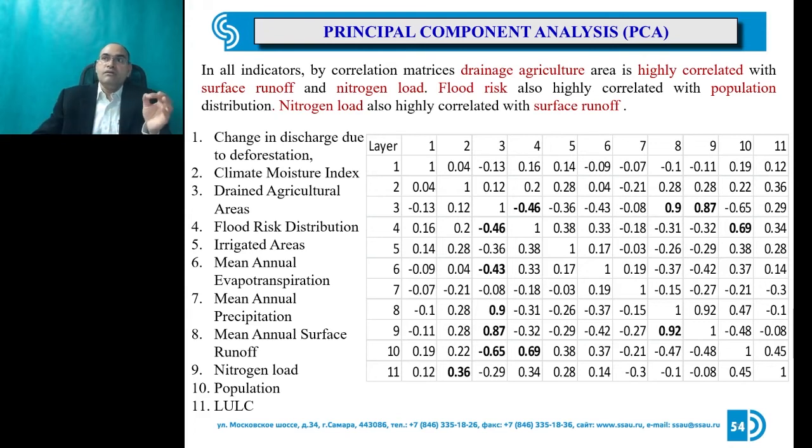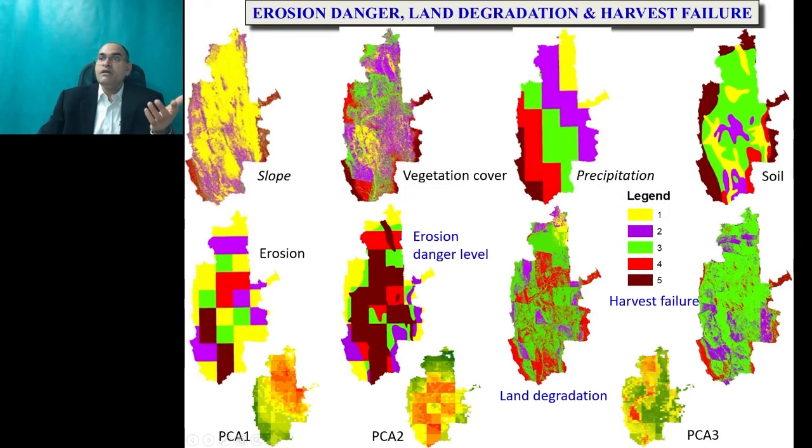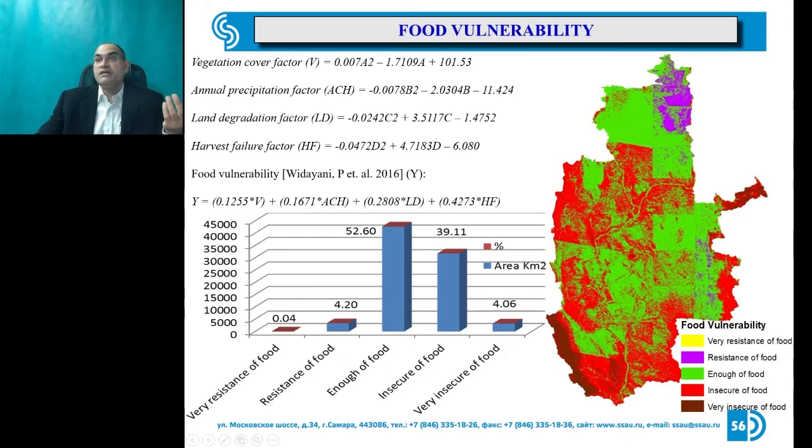I used around 11 parameters, and with the help of PCA I established the relationship between all the parameters. Meaning if the population increases, the demand for food increases. If we use fertilizers, production will increase. So some have very high correlation, positive and negative, and I made some thematic layers like erosion danger level, land degradation maps, and harvest failure, and generated a food vulnerability map.